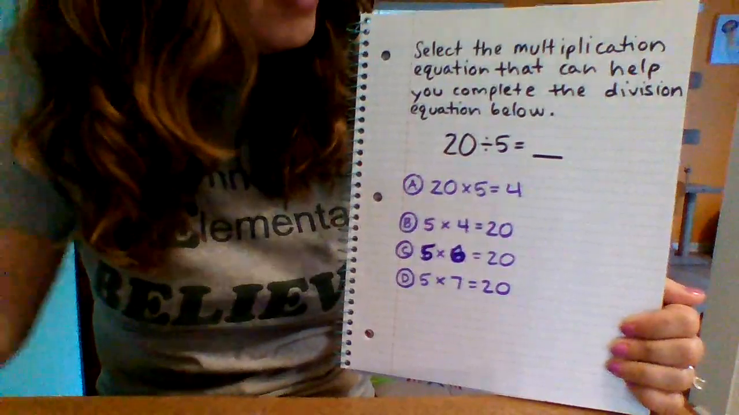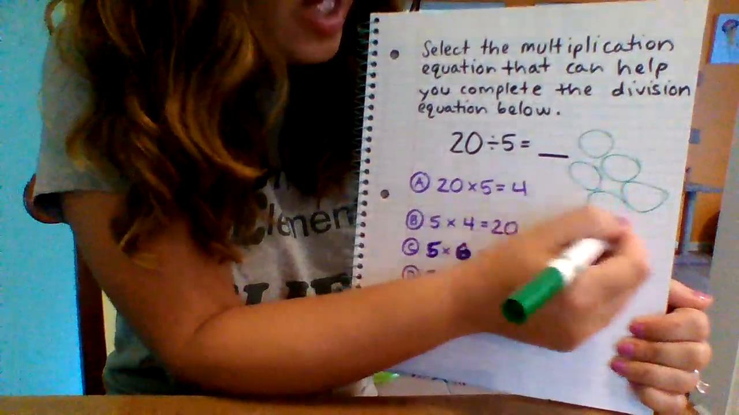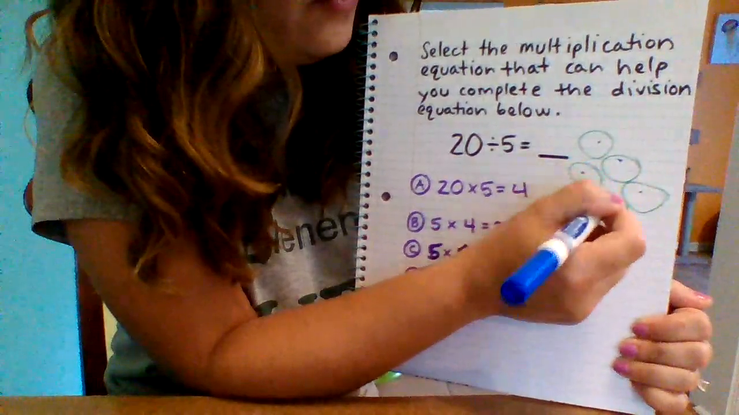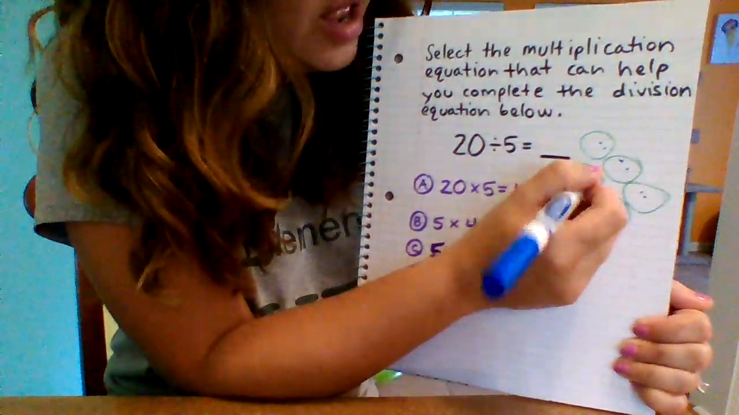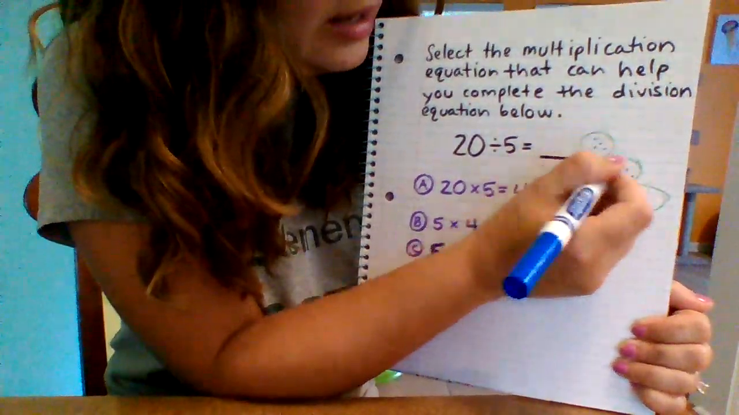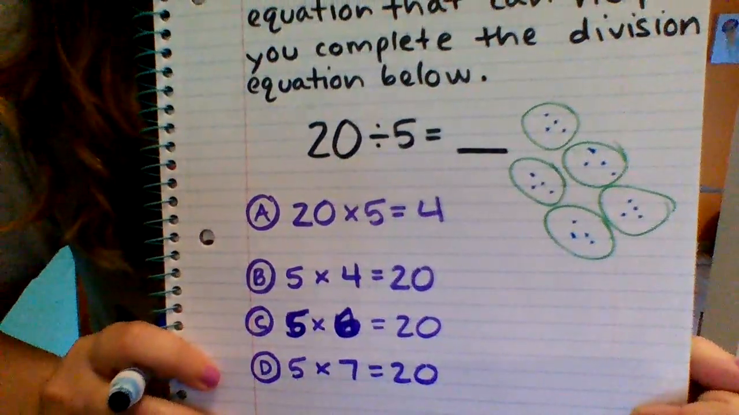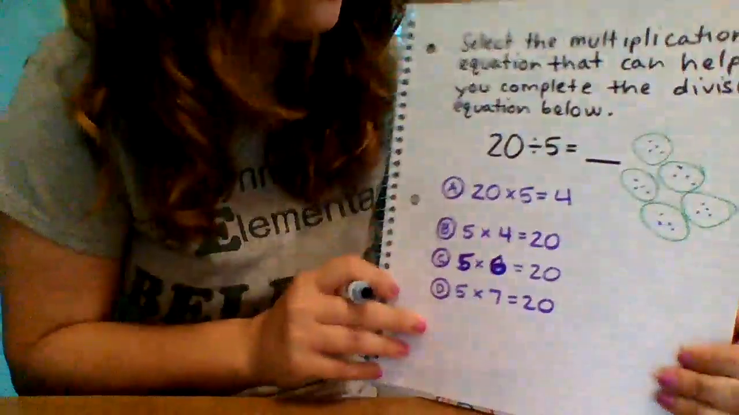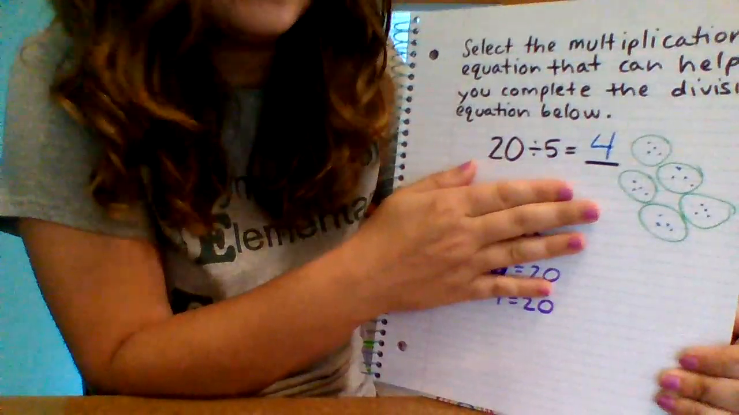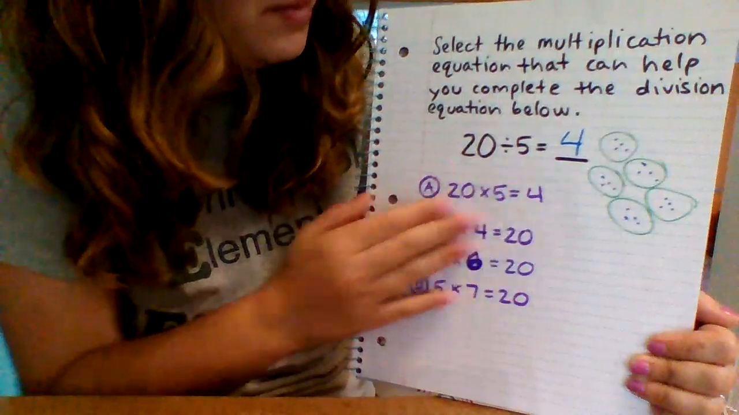So we have 20 divided by 5. That means we want to draw 5 groups. 1, 2, 3, 4, 5. And we want to put 1 in each group until we get to 20. 1, 2, 3, 4, 5, 6, 7, 8, 9, 10, 11, 12, 13, 14, 15, 16, 17, 18, 19, 20. How many circles are in each group? 4, right? So we know 20 divided by 5 equals 4. This is really going to help us find the other fact that would belong in the same fact family as 20 divided by 5 equals 4.